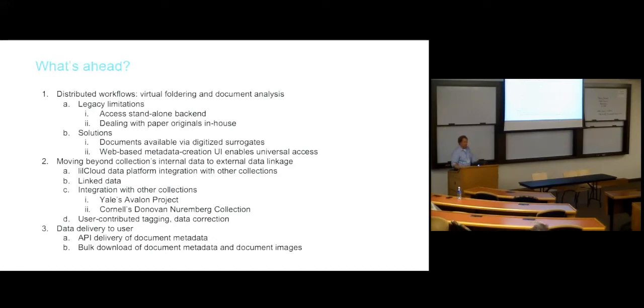Finally, the data delivery to the user. We do have an API. We have harvested the data out of the database into a platform that the Innovation Lab has created, which has basically done the Harvard online catalog, and we merged the sets together so we can do a cross-collection search. Also, possible bulk download of document and image data.